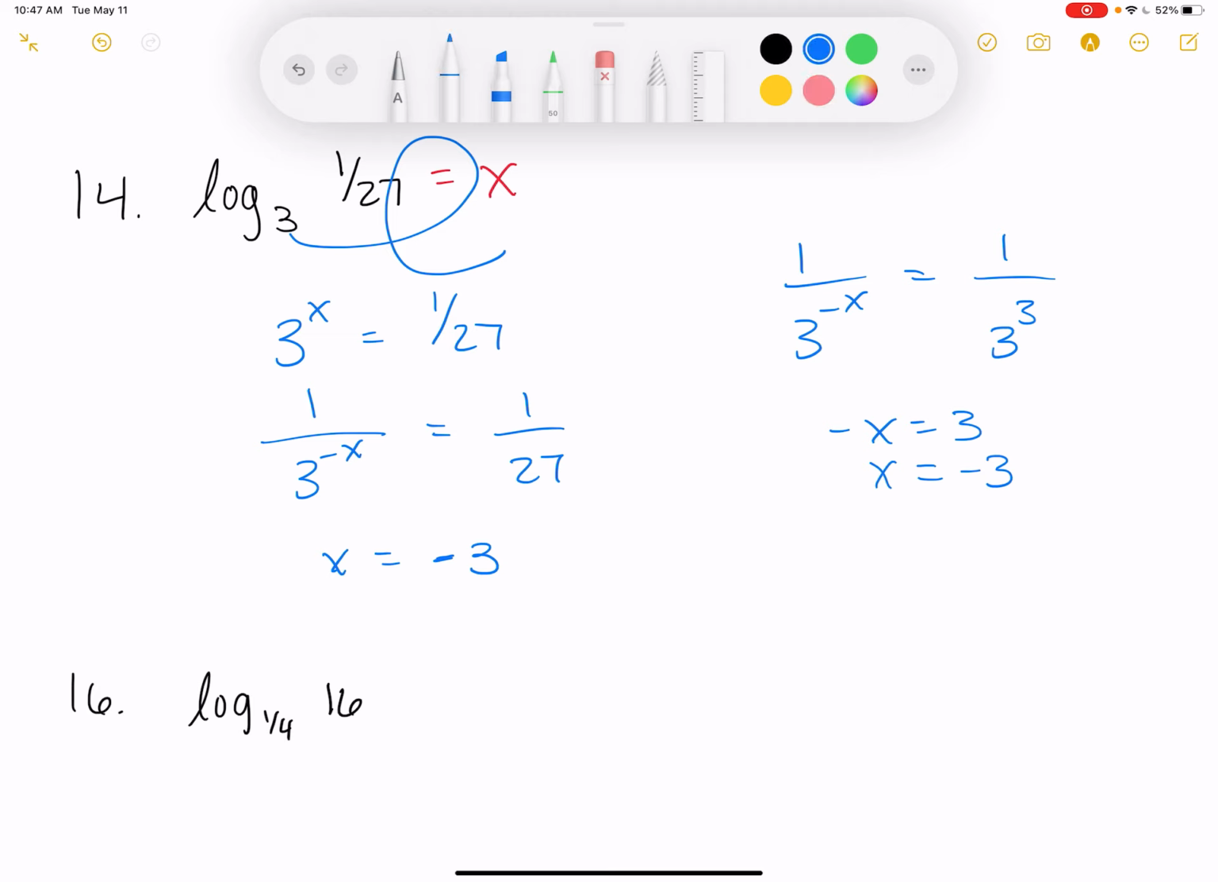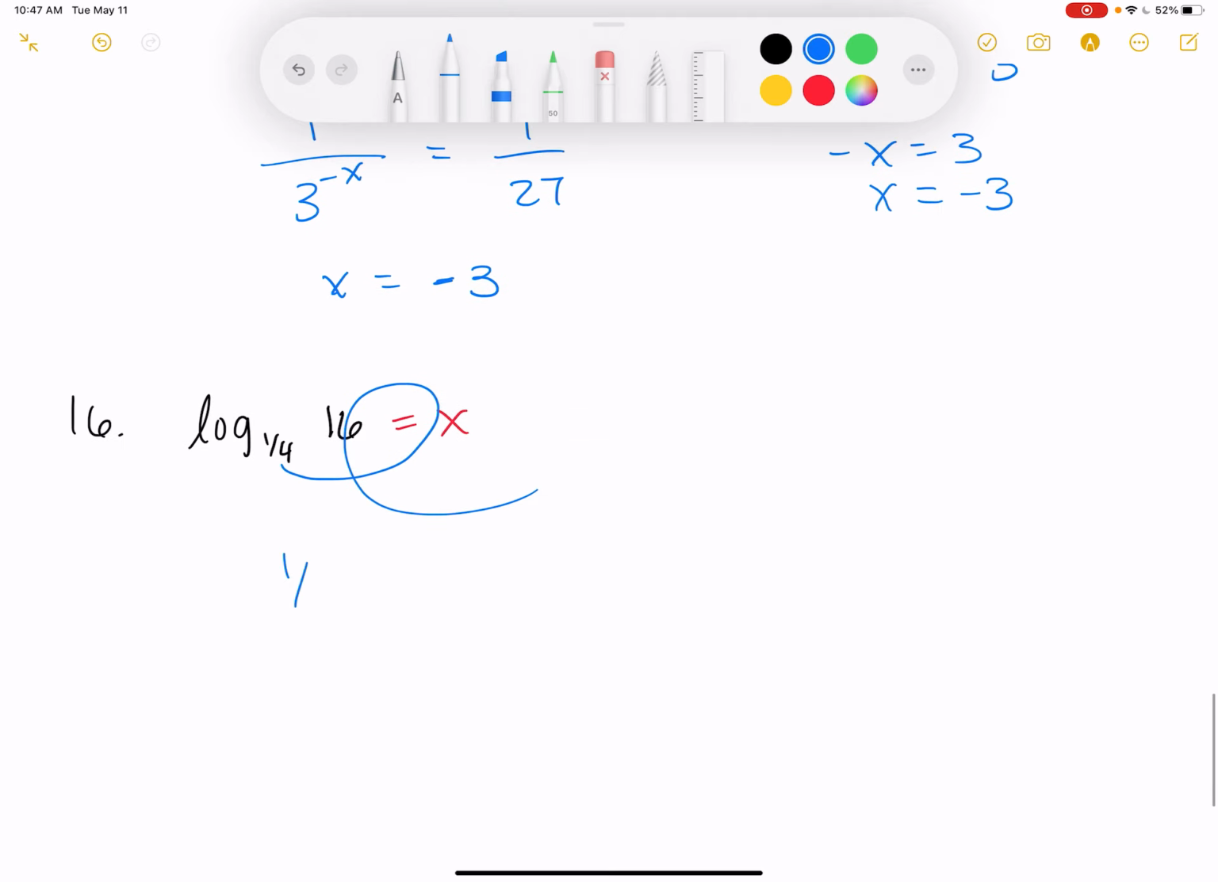Make it equal to x. And then 1/4 to the x equals 16. You have to follow the 1/16? Put it in 1/16 or like no.